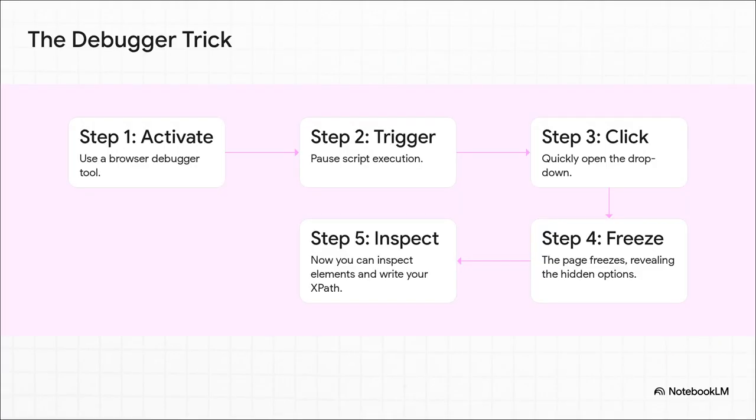And the solution is to use a browser debugger. You can trigger a pause, and then you quickly open the dropdown. The entire page will just freeze, but with the options now visible. This finally lets you inspect their HTML and write the perfect locator. And from there, the automation strategy is exactly the same as it is for a Bootstrap dropdown.